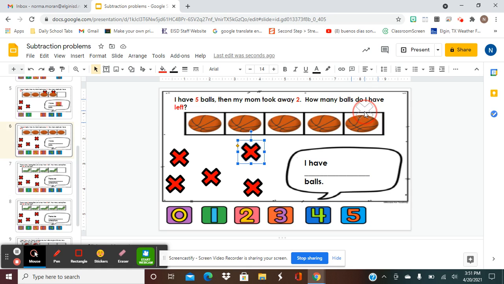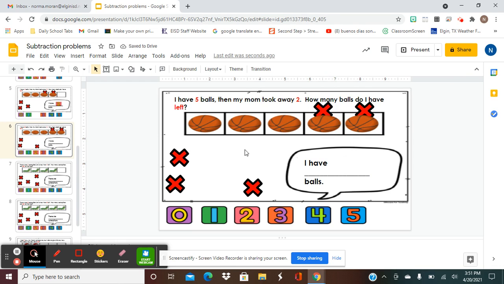And we're going to put it on the top so that we can see it of 2 of them. So 1 and 2. She took away 2. So how many do I have left? How many balls do I have left? 1, 2, and 3. I have 3 left. So here's number 3. I'm going to move it up here. And now it says I have 3 balls. Okay, so at first I had 5. Then my mom took away 2. And now I have 3 balls left.